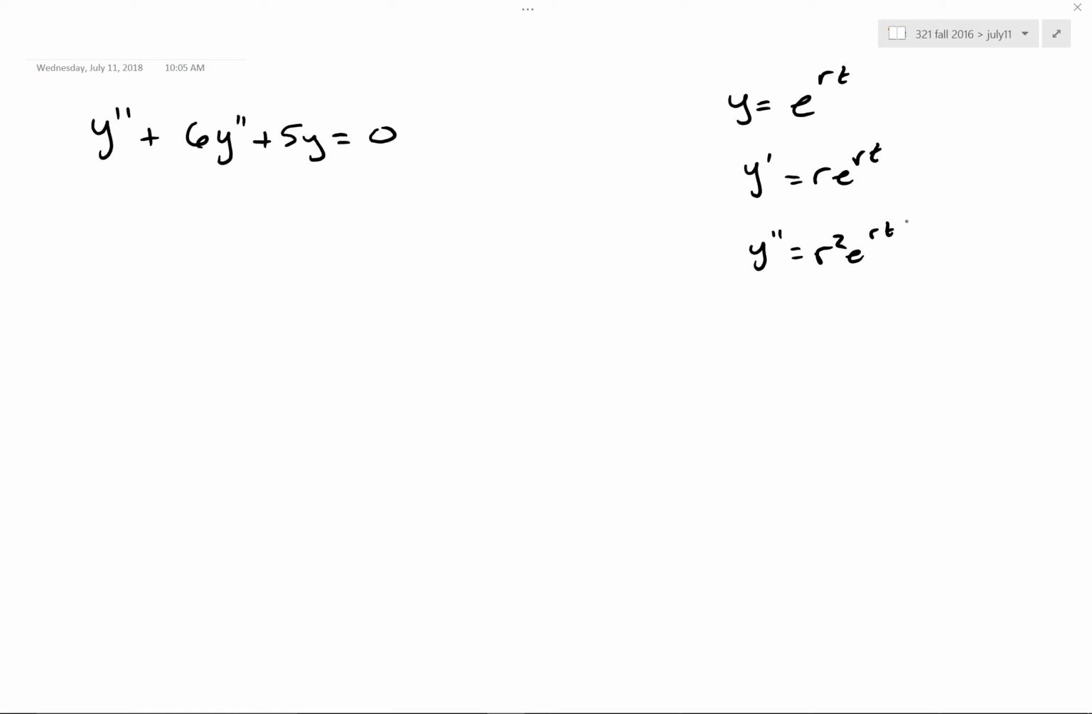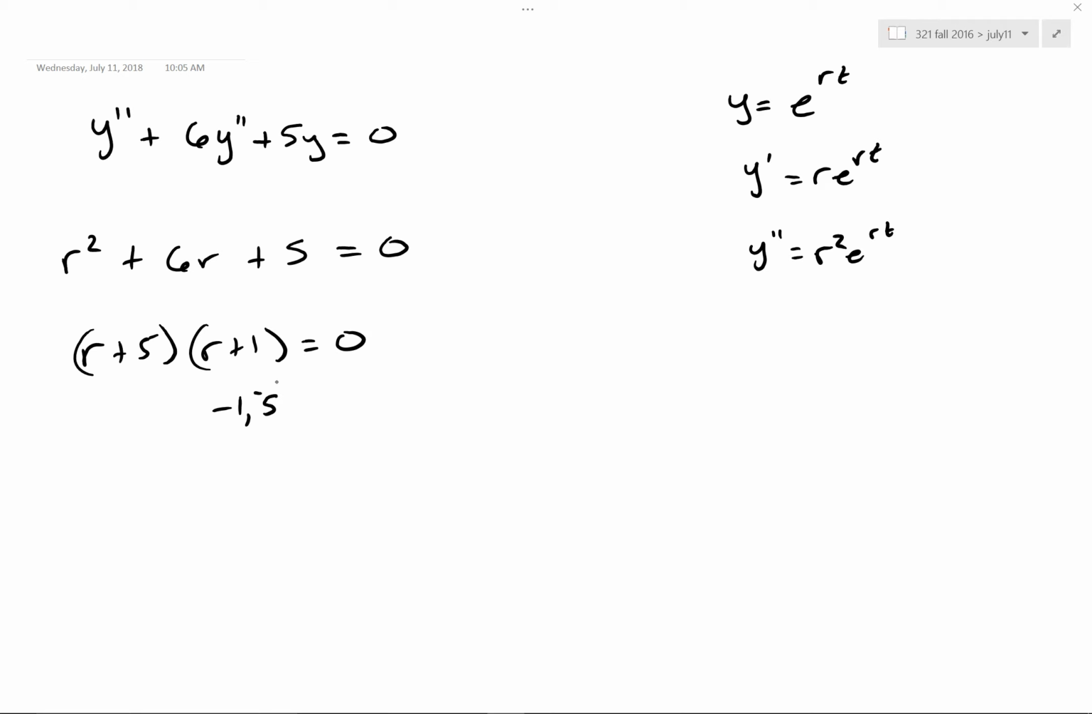Okay, and because they all have an e to the rt, I don't need to include them, so this will just become r squared plus 6r plus 5 equals 0. That's r plus 5, r plus 1. So -1 and -5 are my two answers. So my solution will be of the format y equals c1 e to the negative t plus c2 e to the negative 5t. Okay? And that's what we did last week. We did that a couple times. We're going to look more into that today.